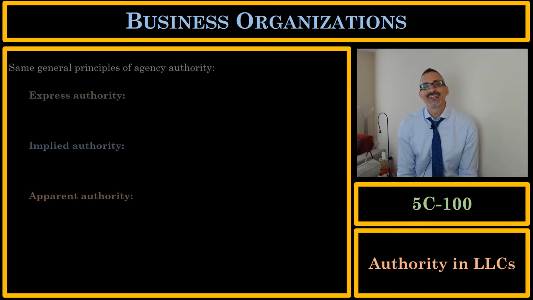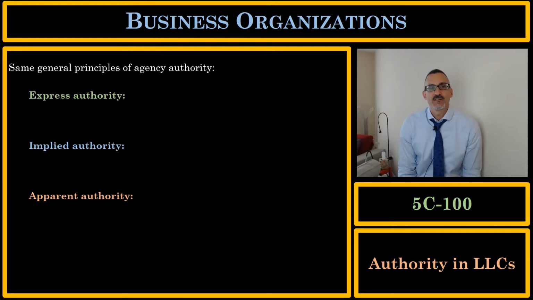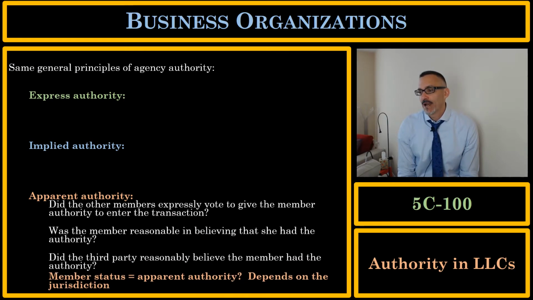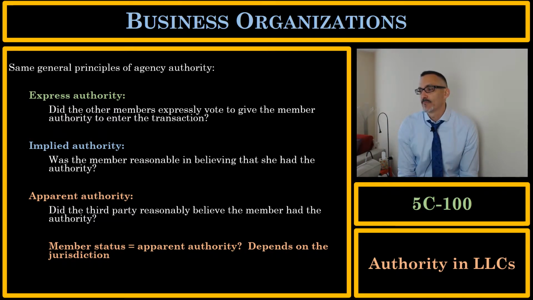Let's talk about authority in limited liability companies. Same general principles that we have discussed with respect to agency authority for any type of agent-principal relationship, and very, very similar to what we discussed with respect to the agency authority of partners. Members in an LLC can have express authority, implied authority, or apparent authority. Remember what express authority means. Did the other members expressly vote to give our member authority to bind the LLC in this particular transaction? Implied authority, did the member reasonably believe that she had the authority to bind the LLC in this particular transaction? And apparent authority is, did the third party reasonably believe, based on the actions of the limited liability company, that the member had the authority to bind the LLC in this transaction?